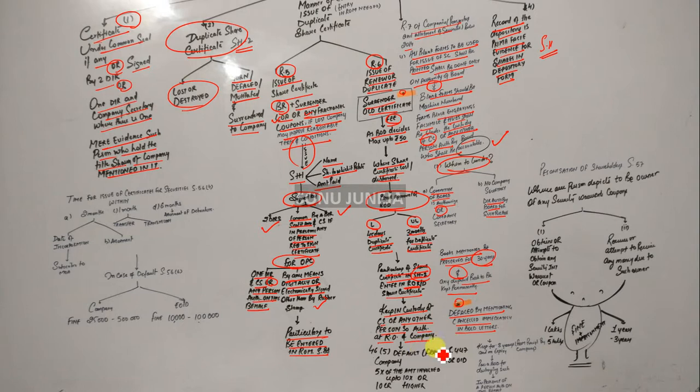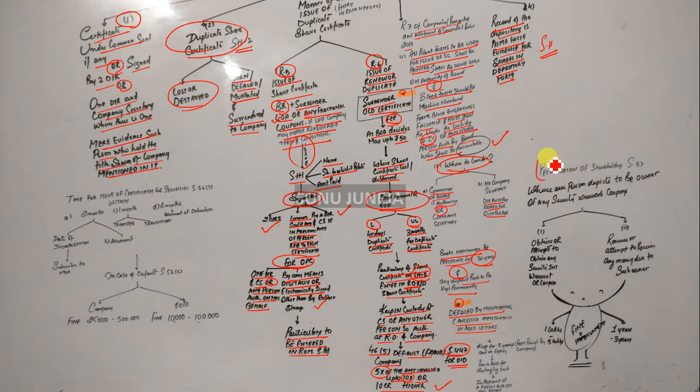Talking further, in case of default or fraud, under section 447, every officer in default and the company shall be liable to 5 times the amount involved, up to 10 times, or 10 crore, whichever is higher.